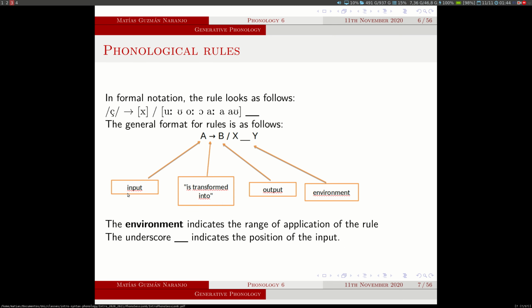And this is the way that we write phonological rules. We have three main elements: the input to the left, then a symbol that says that it is a phonological rule, the output, what it's converted to, and the environment. And the environment tells you in which context the rule applies. This underscore signifies where the phoneme would be for application.